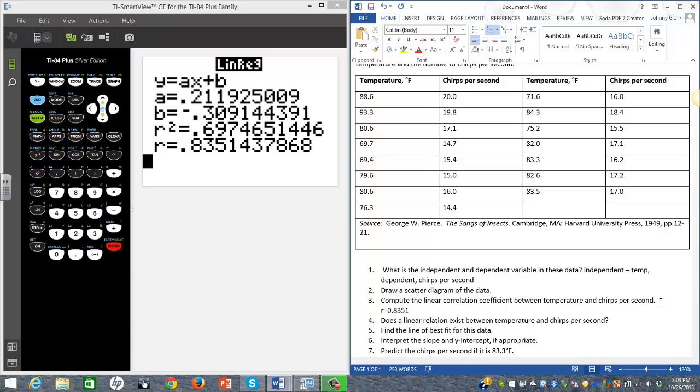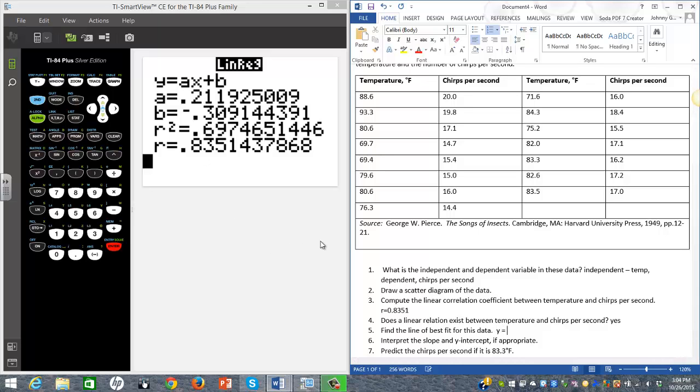Like we've said, the closer R is to 1, then we can say that the data is going to be pretty close to a straight line, or a line where all the data points would fall onto it. So 0.8351 is pretty close to 1, so I would say that a linear relationship does exist between temperatures and chirps per second. Now the line of best fit, you can see up here they make it really straightforward. They have y equals ax plus b. A is your slope and b is the y-intercept.